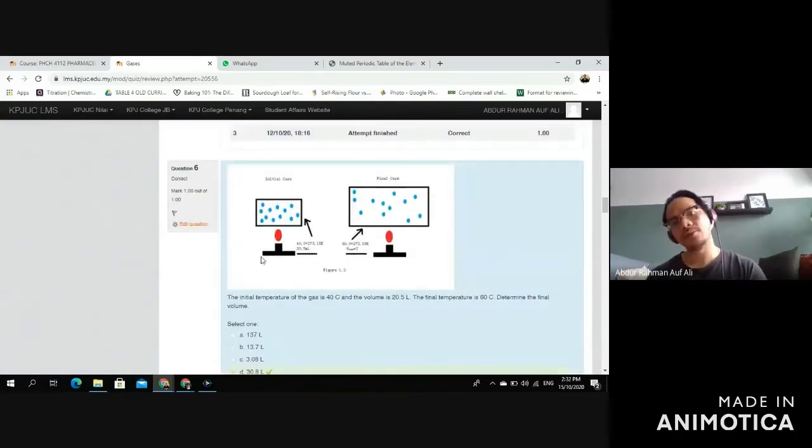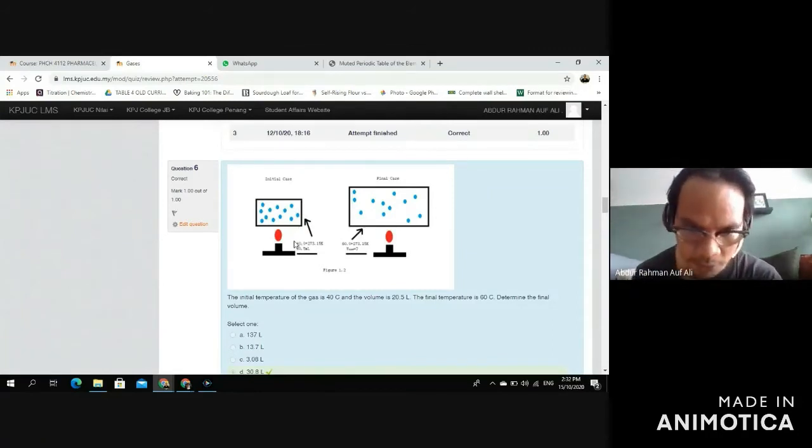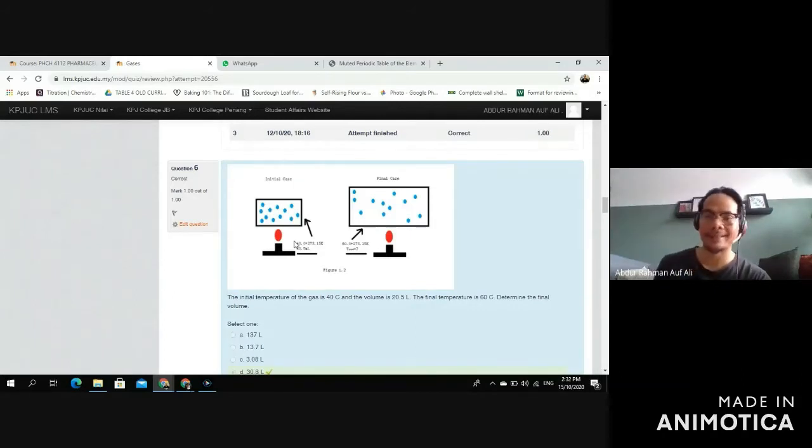Next question, so refer to this diagram. The initial temperature of the gas is 40 degrees Celsius as stated here in the picture, and the volume is 20.5 liter. So the final temperature is 60 degrees Celsius. Determine the final volume. So the same as above, kamu tengoklah apa yang constant kat sini, use PV equals to nRT. So kita tahu temperature is changed, it is increased from 40 to 60 and volume is changed. It started at 20.5 liter and disuruh cari. So maksudnya it changes lah.